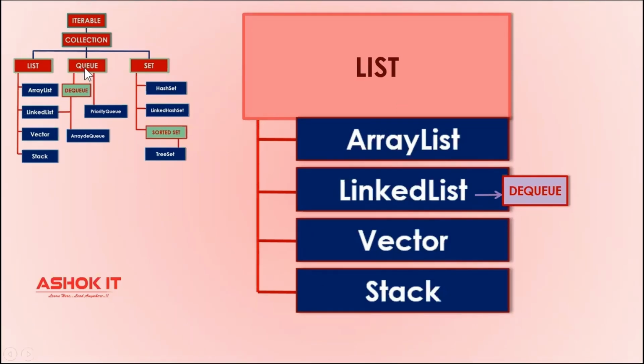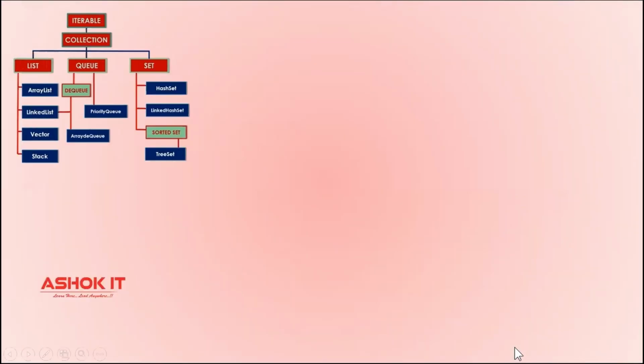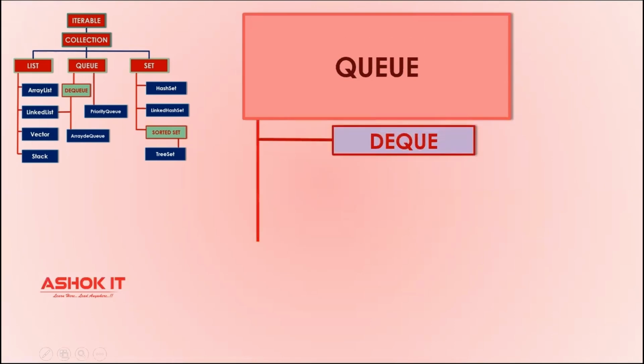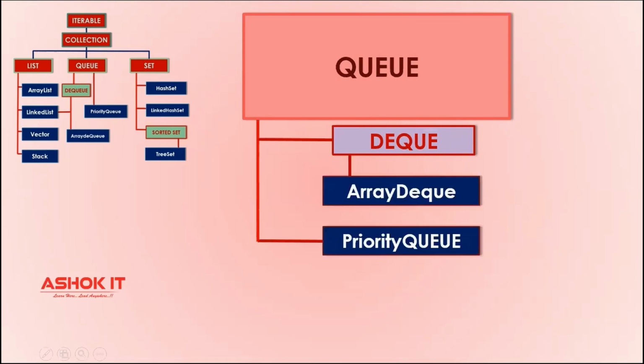So next is the queue interface, which is implemented by the classes PriorityQueue and ArrayDQ. So the DQ interface implements queue interface, and DQ is then implemented by ArrayDQ. So let's see how to use PriorityQueue and ArrayDQ of queue interface. Now in case of queue interface in Java, it follows first in, first out approach. That means whatever element we are adding first will be removed first.